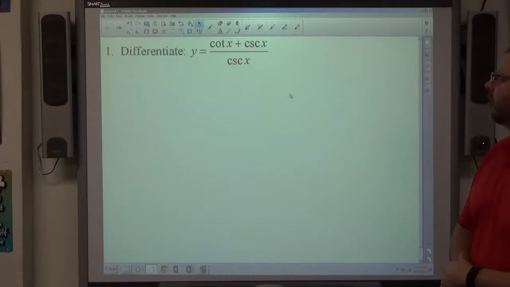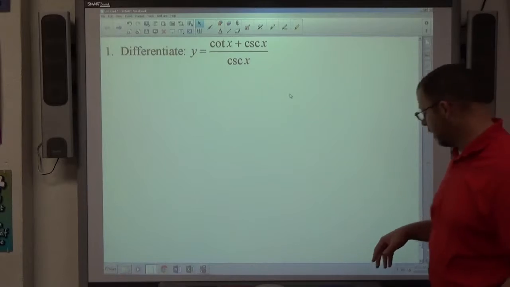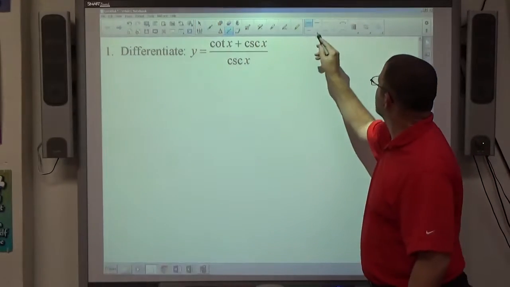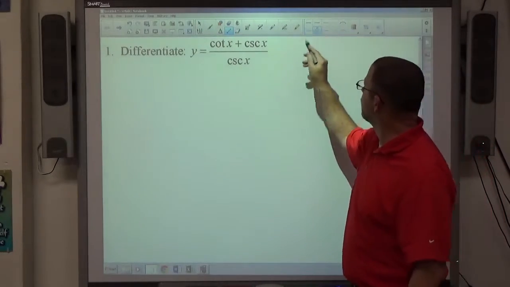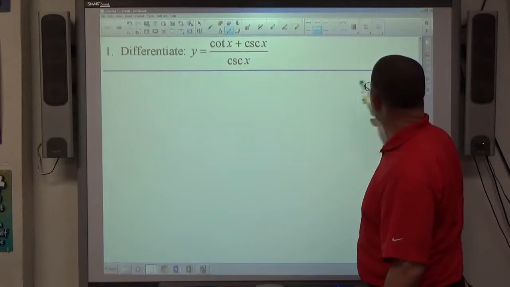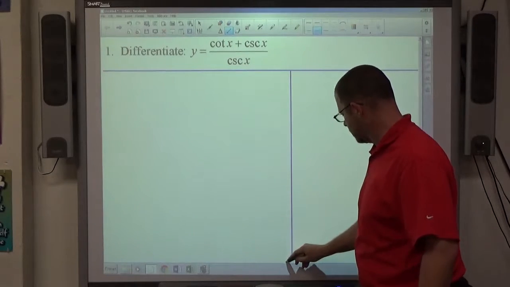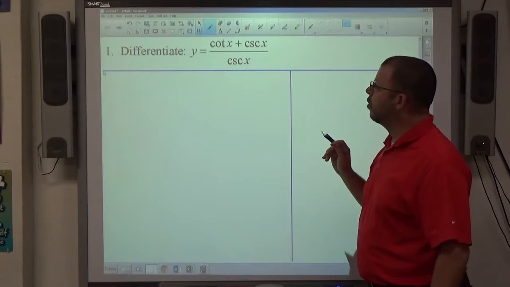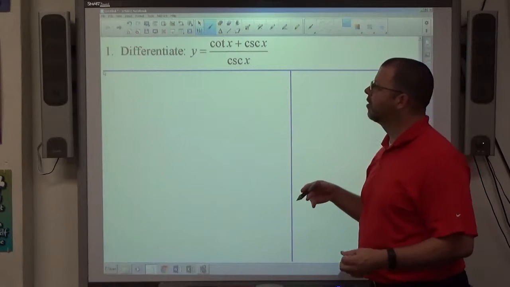All right, number one on your study guide, y equals cotangent of x plus cosecant of x over cosecant of x. If we just look at this as the problem it is, without considering any kind of trigonometric identities, it's a quotient structure, so the quotient rule will be necessary to differentiate.